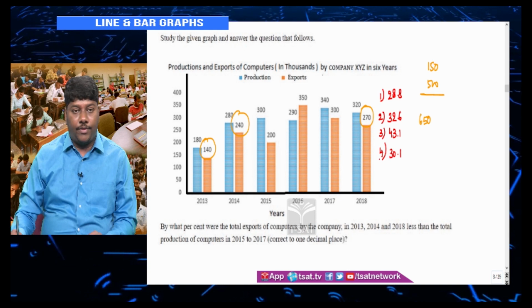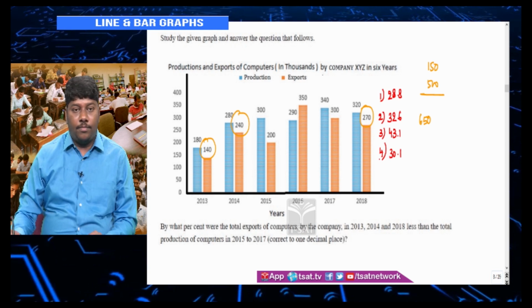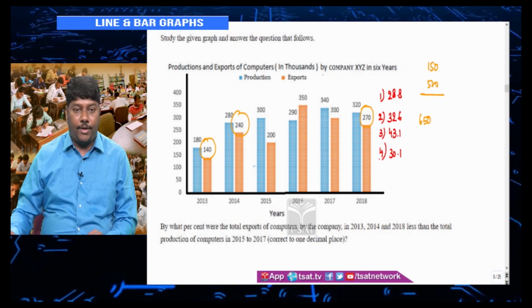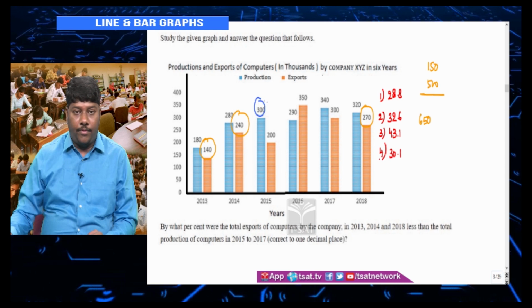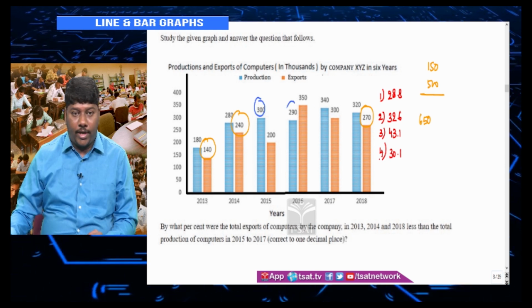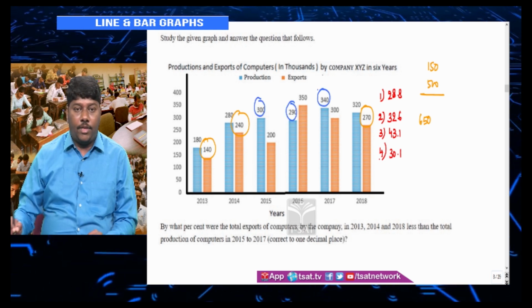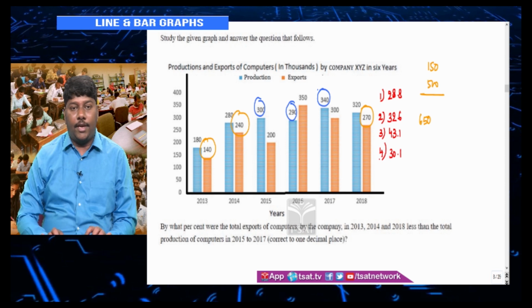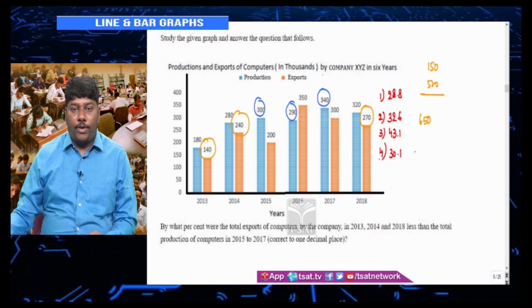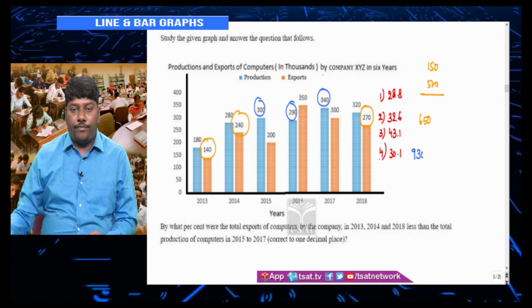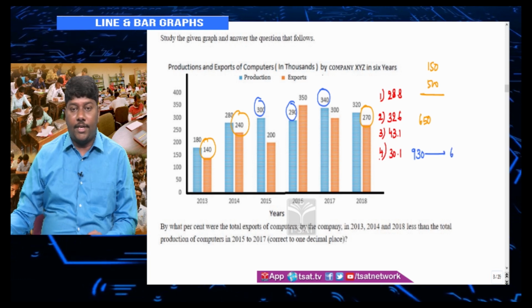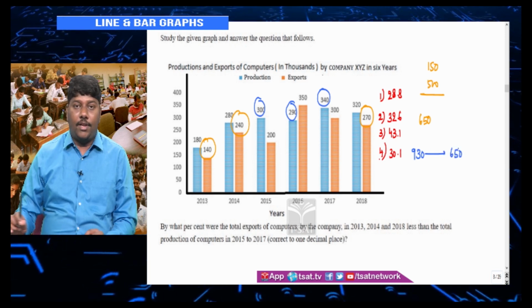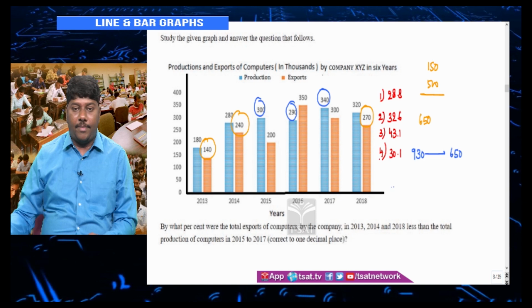So, total production from 2015 to 2017: production is the blue color, 15 to 17, 300, 290, 340. 340 plus 290 is 630, plus 300 is 930. So, when you compare to 930, this 650 is how much less, or what percent decrease? Percentage less or percentage decrease, both of them are same.